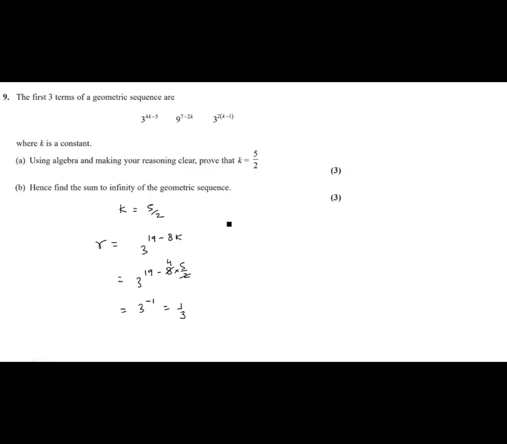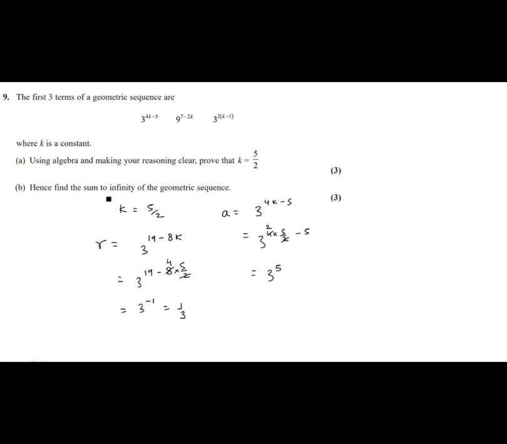And let's work out the first term. A will be 3 to the power 4 times k minus 5. So if we substitute 4 times k, which is 5 over 2, minus 5, so 2 times 1 is 2, 2 times 2 is 4, 5 times 2 is 10, minus 5 will be 5. So this becomes 3 to the power 5.